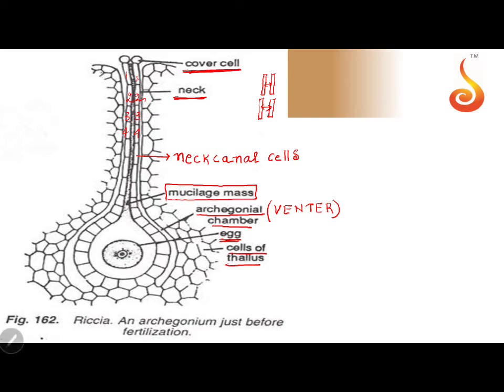The sperm takes an entrance like this. Through the neck canal cell it comes, because the water ambience is needed for fertilization. Then the biflagellate sperm will fertilize the egg. This results in the formation of zygote, and zygote also stays in the archegonium before it gains an independent existence.